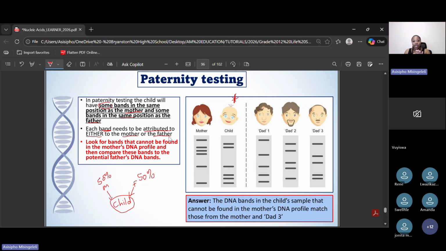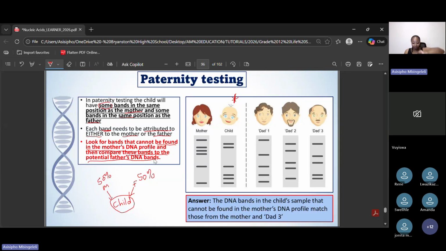Now, in a case where you have a band that is in the same position as the mother and the father, the rule here is to start with the mother. If the mother has that band in the same position, you account it to the mother. Yes, you can argue it could be the father, but this is the rule of how we are reading this. Now, look for bands that cannot be accounted for in the mother's profile, and then compare these bands to the potential father's bands. That's exactly what I've said.